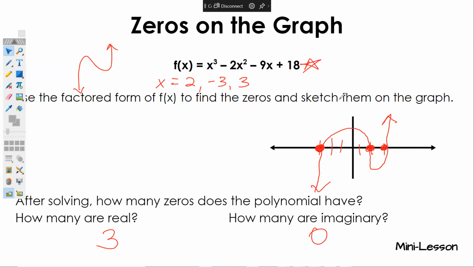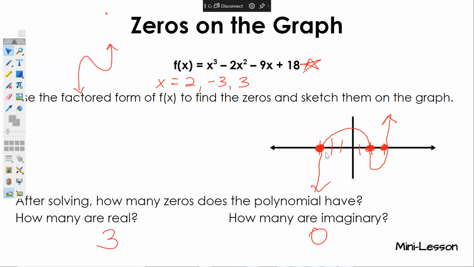What if you know how many zeros you should have, say, for example, three? You know one of them is going to have a bounce, which we're going to talk about coming up. You remember the duplicates? That can happen, but you can tell from the graph. We're going to talk about that in just a second.